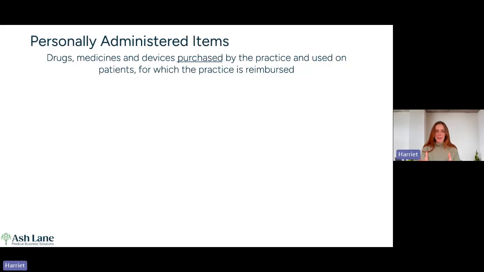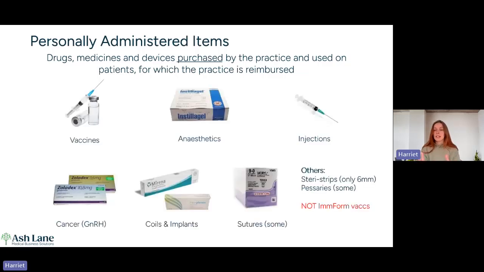So without further ado, let's introduce the topic. We're dealing with personally administered items. Now, this is the drugs, medicines, and devices that you are purchasing and then administering to your patients in the practice for which you are reimbursed. There are lots of things that fall into this category, but it's not always clear-cut what is in and outside of this definition. So it includes vaccines, anaesthetics, injections, GnRH drugs, so that includes Prostap, Decapeptyl, and Zoladex, some coils and implants, but not all of them. So, all coils and implants, apologies, but Nexplanon is claimable from the start of this year. So previously it wasn't claimable. And then it's some sutures, but not all of them. And then it's only your 6mm by 75 steri strips as well. So anything that you're claiming from Inform is not claimable because that's not being purchased.